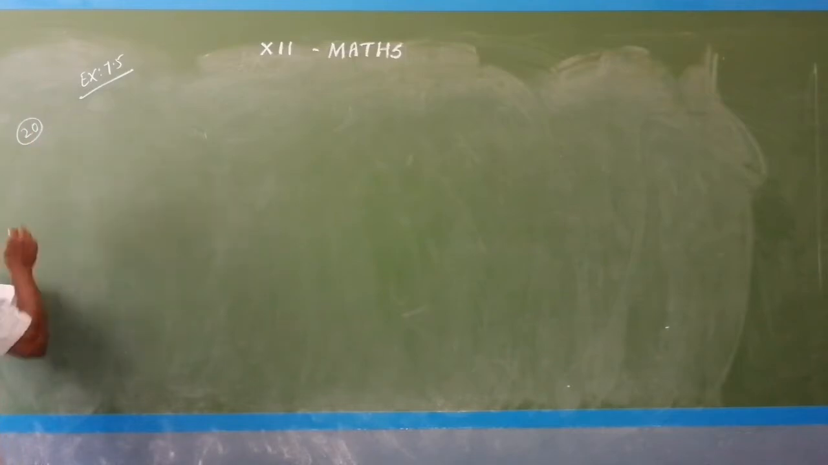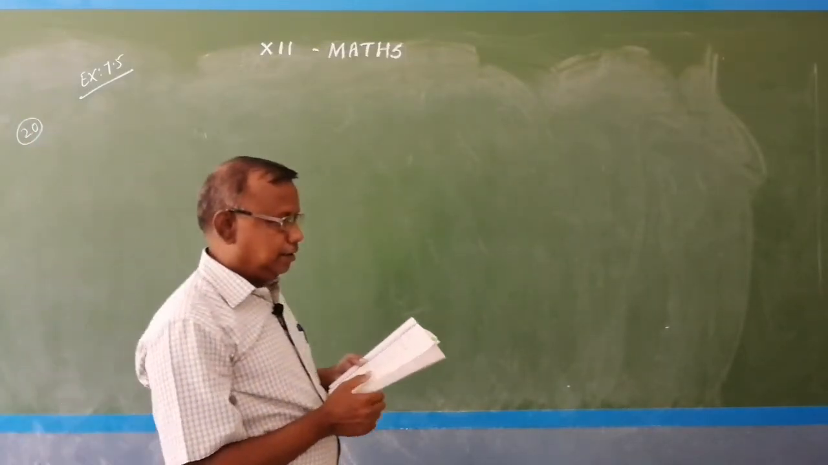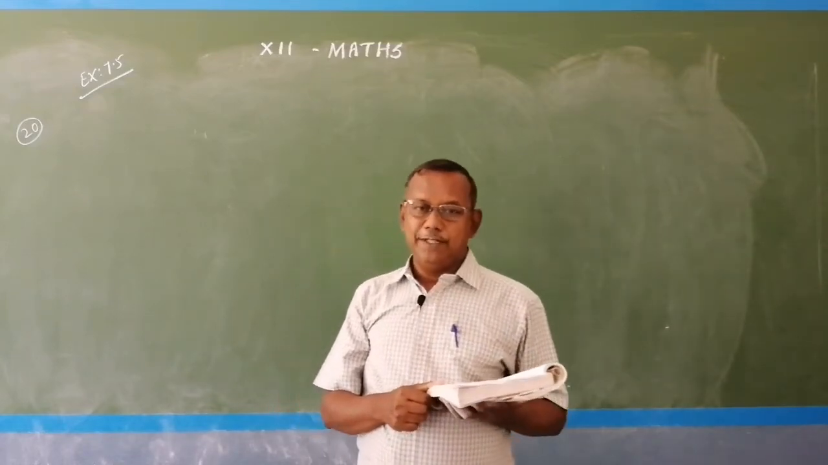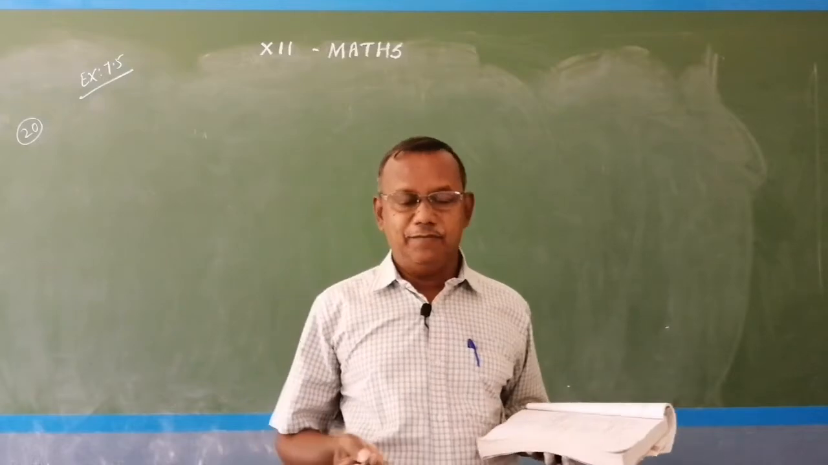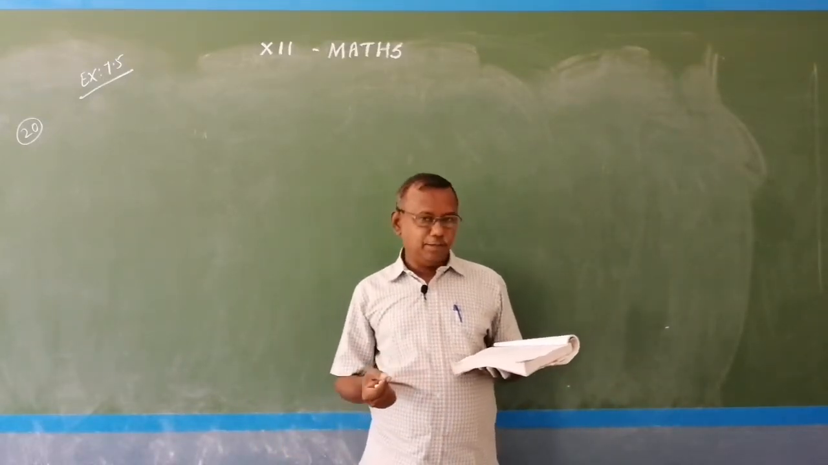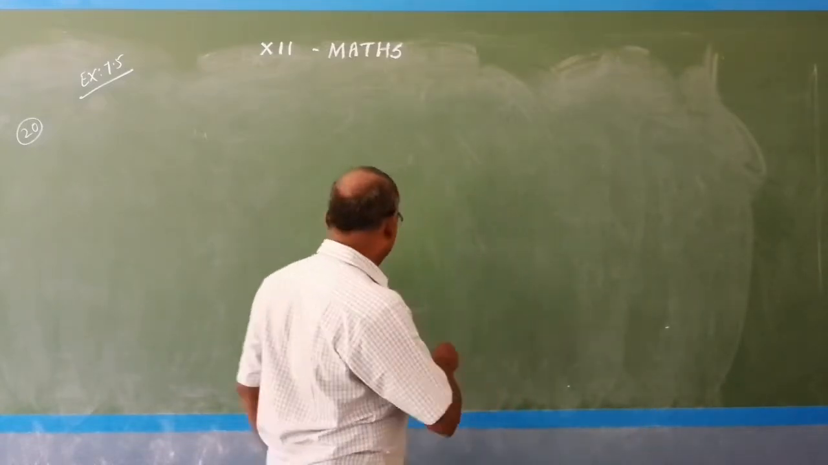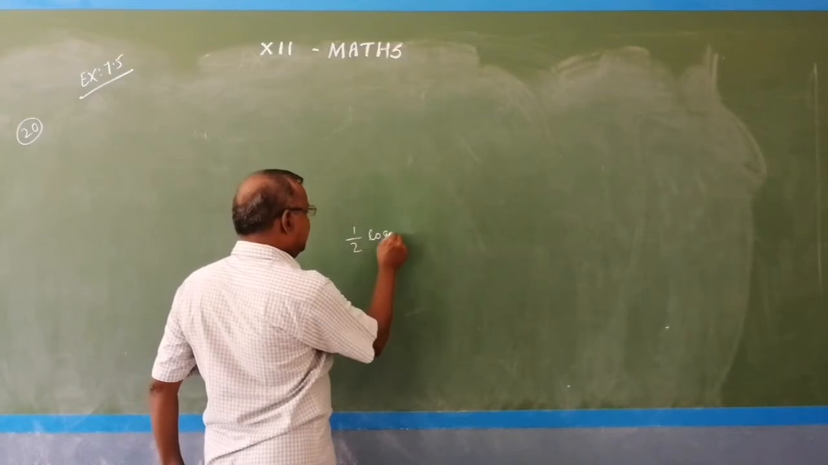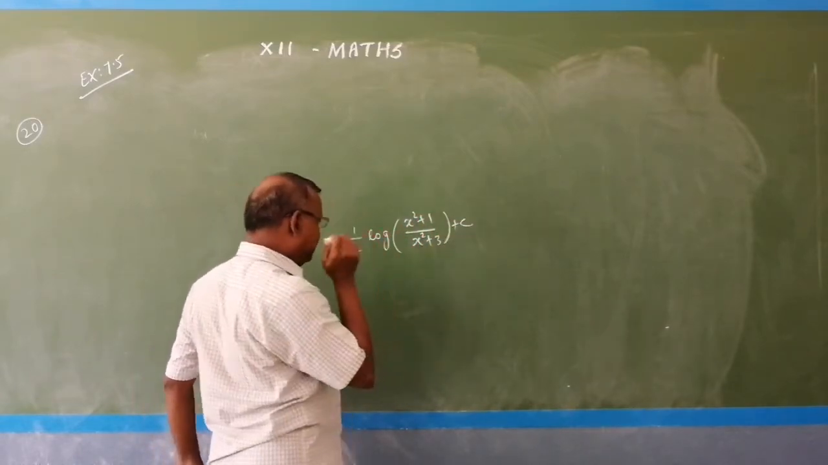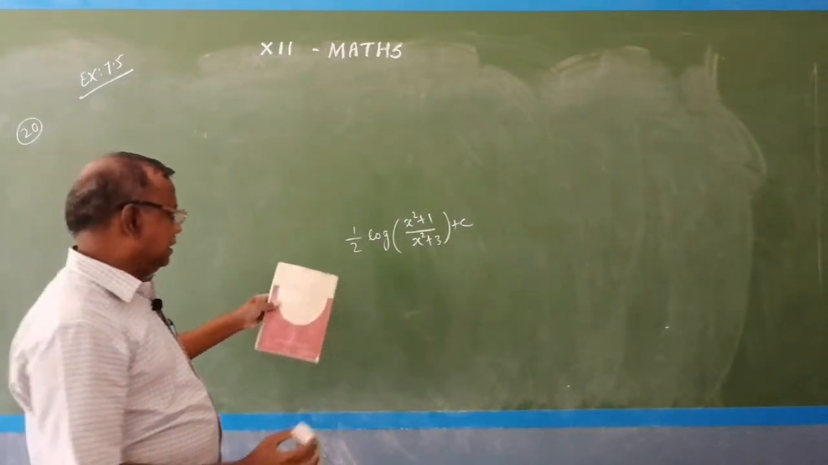In the previous problem, the answer we wrote is 1 by 2 into log of modulus of (x square plus 1) divided by (x square plus 3). But x square is an even function. So for all values of x, it is greater than 0, that is positive. Therefore, it is not necessary to put the modulus. So we can write the answer as 1 by 2 into log of (x square plus 1) by (x square plus 3) plus c. But if you don't remove the modulus, it is no problem. So you can write the answer like this.